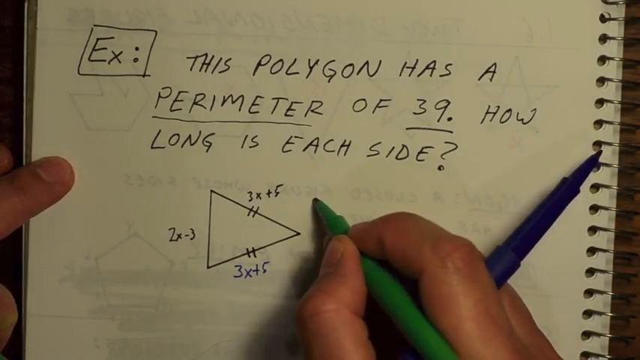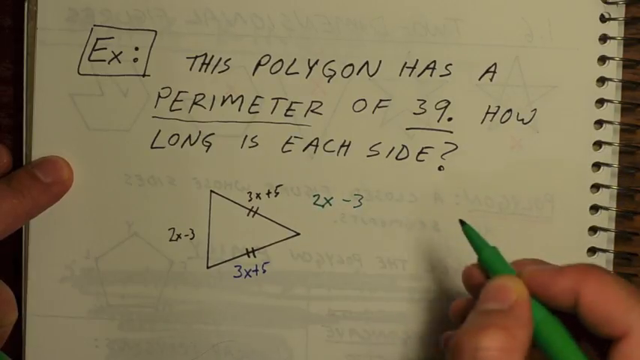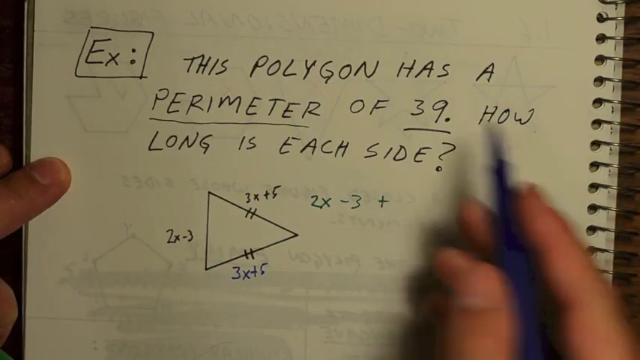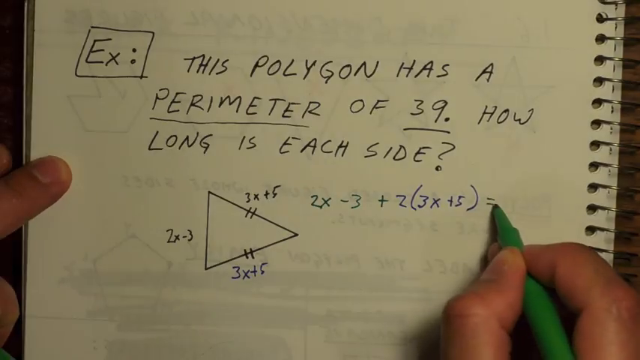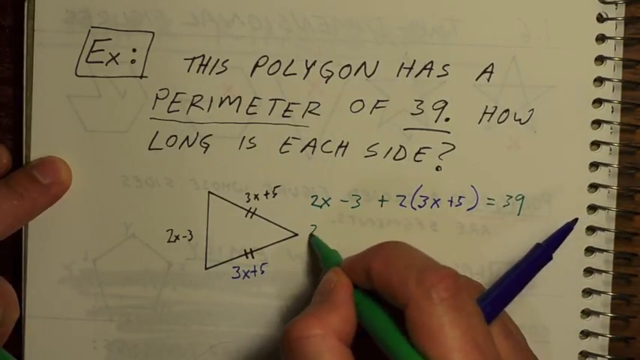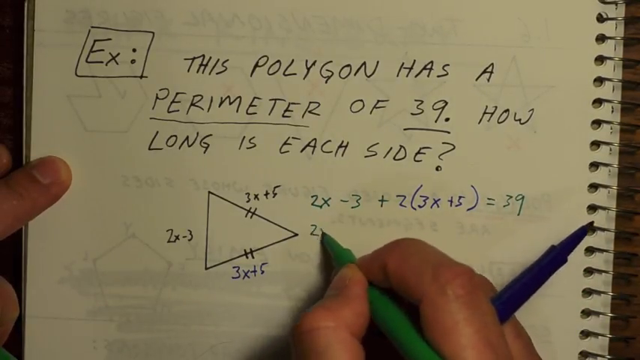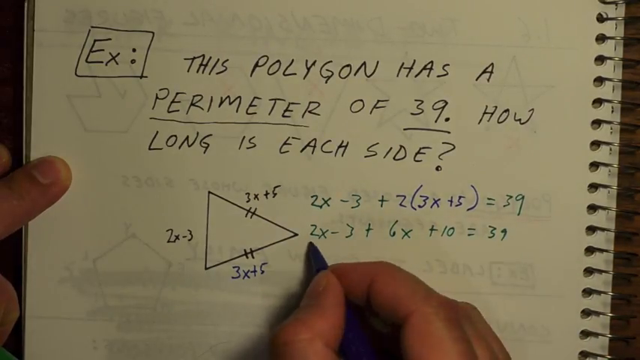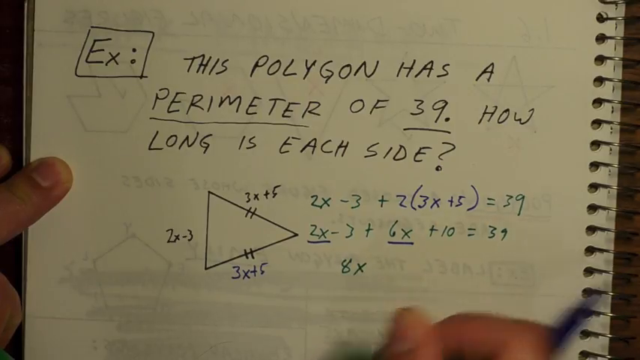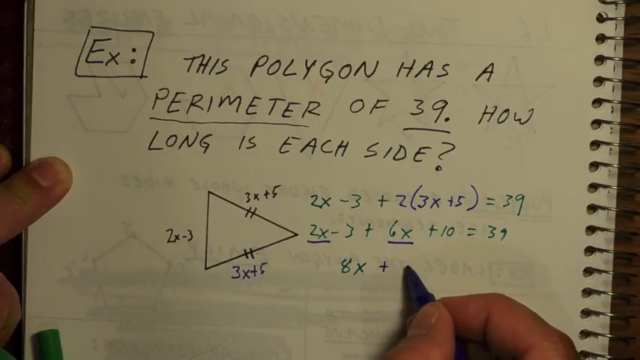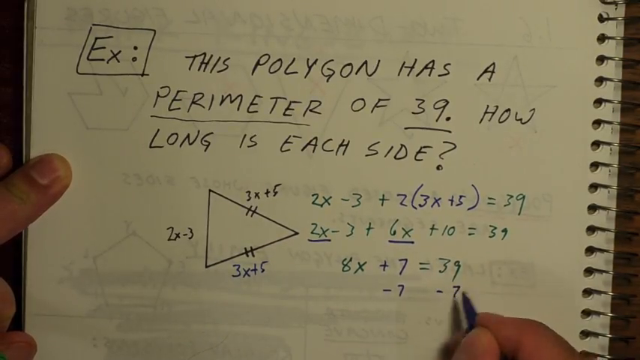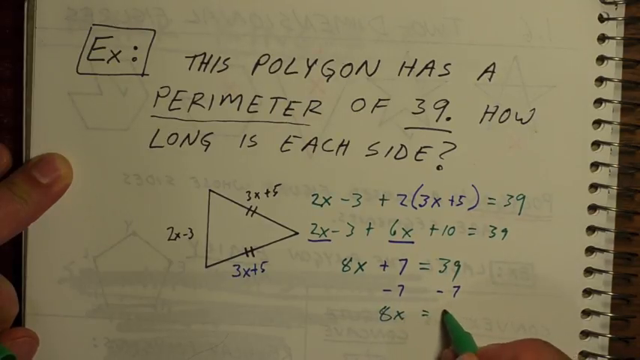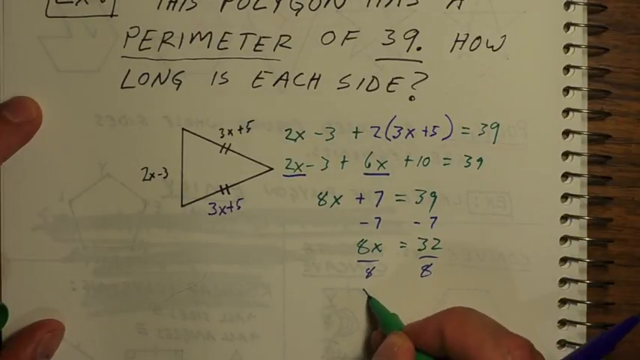With 3 sides, I know that each of those 3 sides will add up to 39. So 2x minus 3 plus 2 sides that are 3x plus 5 together add up to 39. And so then we'll distribute. We have 2x minus 3 plus 6x plus 10. And then if we go through and collect like terms, 2x and 6x make 8x. Negative 3 and positive 10 makes plus 7. And that equals 39. And then we'll subtract 7 from both sides, and divide by 8. And we see that x is 4.